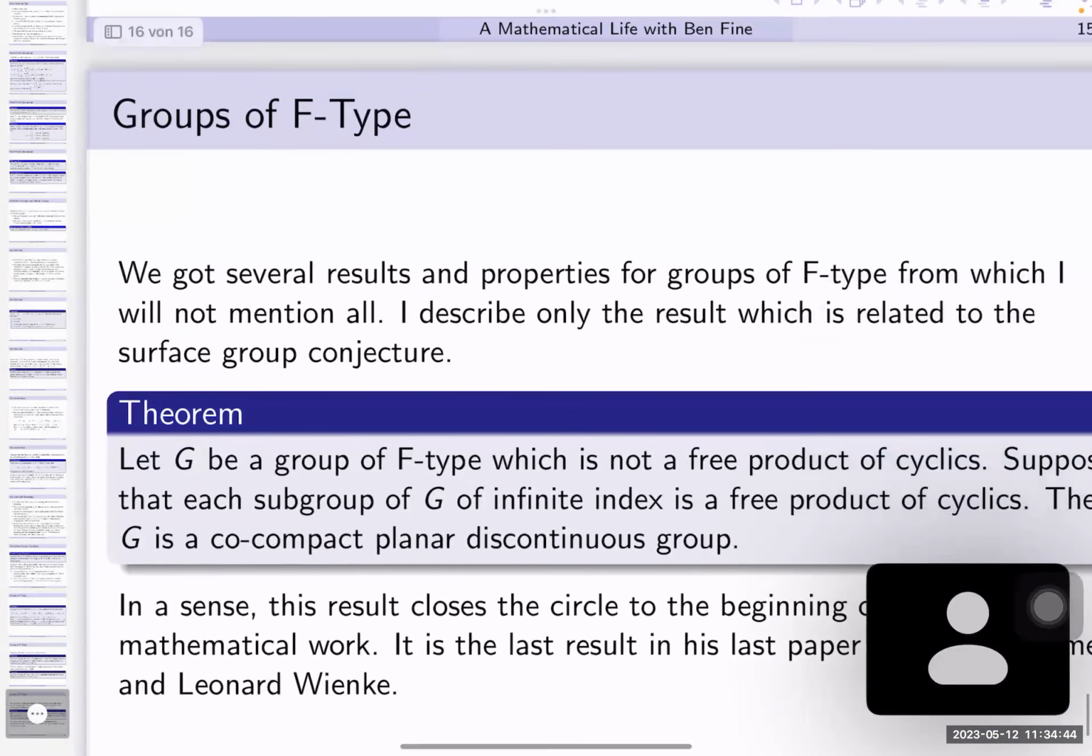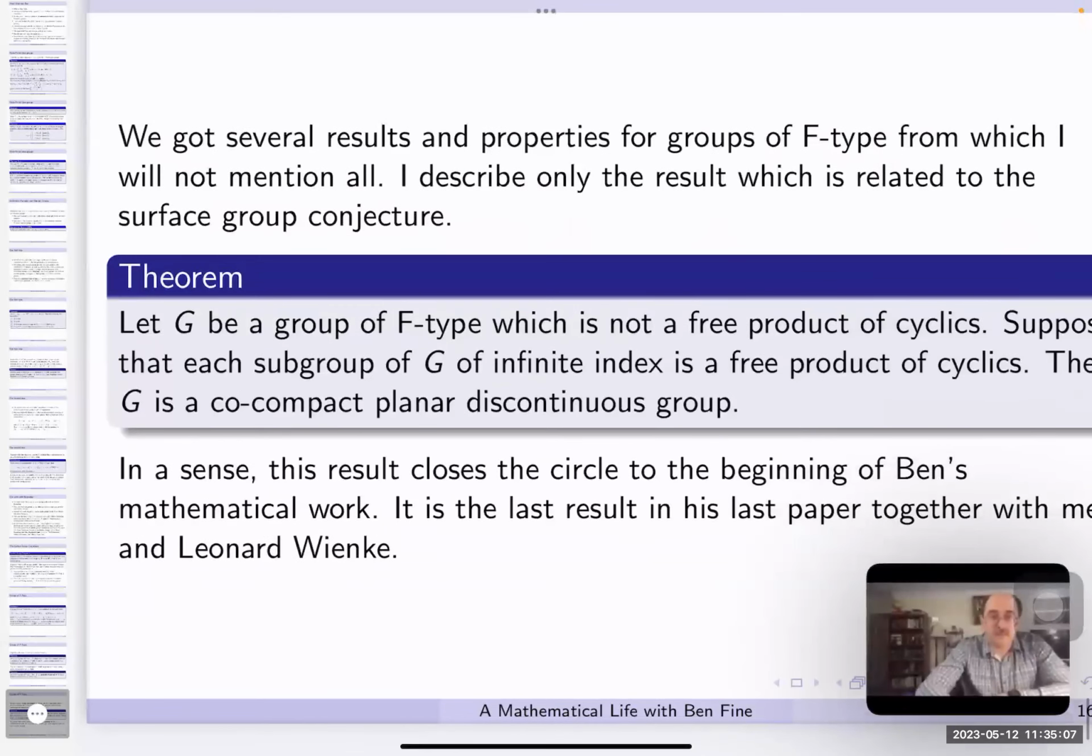So we got many results and properties for groups of F-type. I will not mention any more, but I just want to mention a last result. It's related to the surface group conjecture. Let G be a group of F-type, which is not a free product of cyclics. Suppose that each subgroup of infinite index is a free product of cyclics. Then G is a co-compact planar discontinuous group. Well, that's very, very much related to the surface group conjecture. In this sense, this result closes the circle to the beginning of Ben's mathematical work. It's his last result in his last paper together with me and Leonard Wienke.